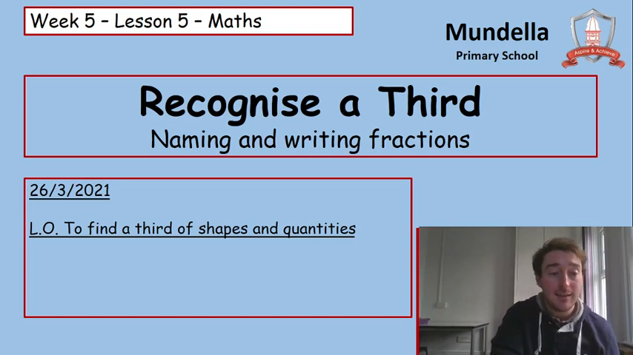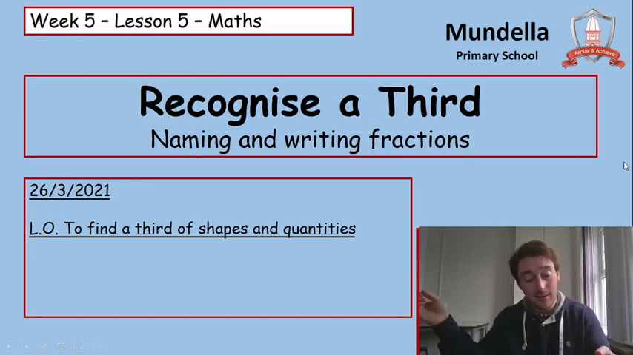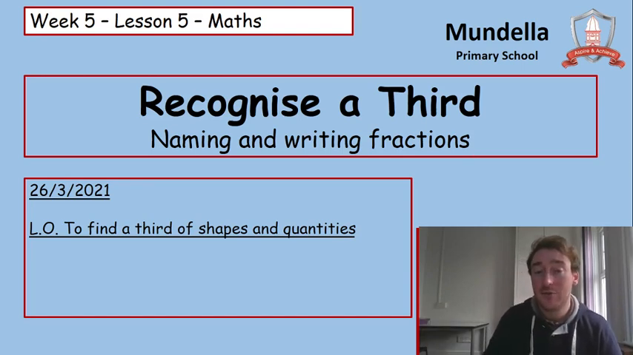Our date is the 26th of March 2021 and our LO is to find a third of shapes and quantities. So I need you to write that down in your books. Underline it with a ruler and a pencil, and then we can move on to our daily starter. So pause the video now, get those down, and then we can move on to the daily starter.